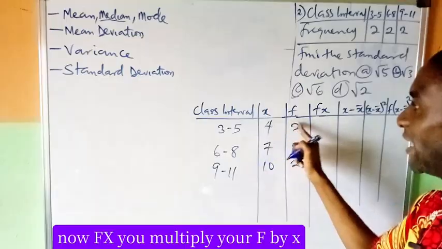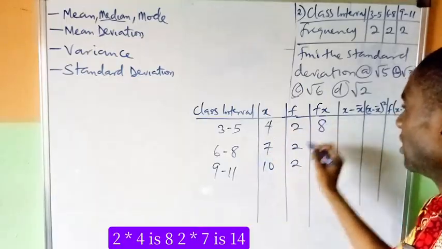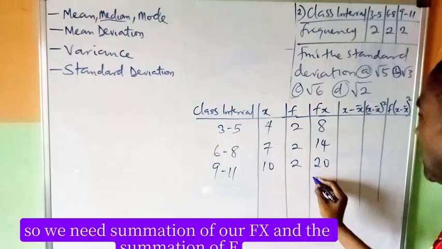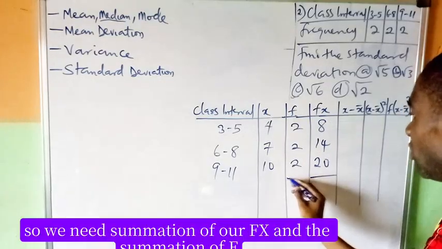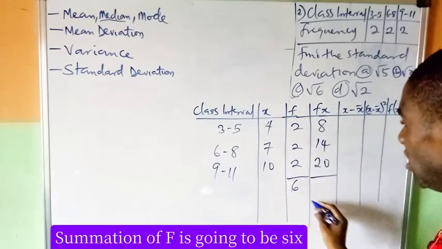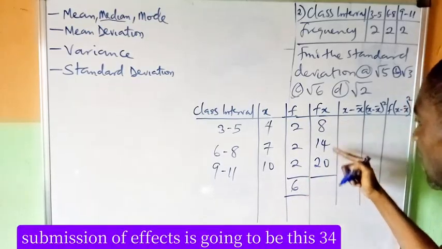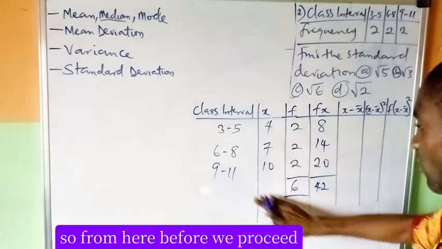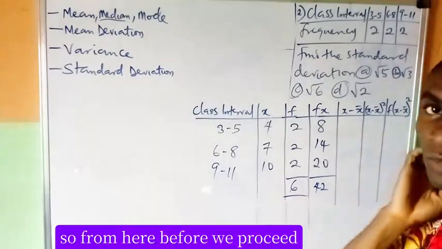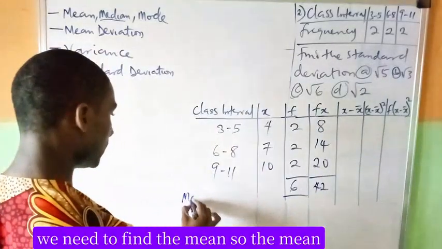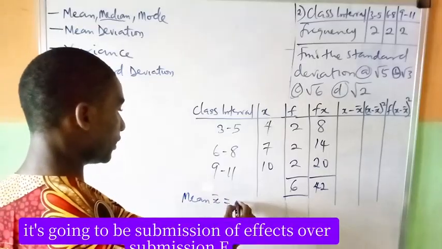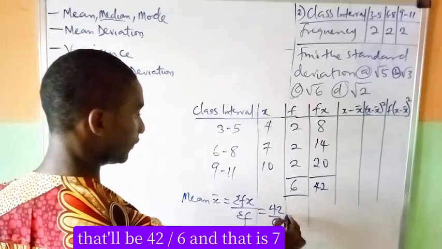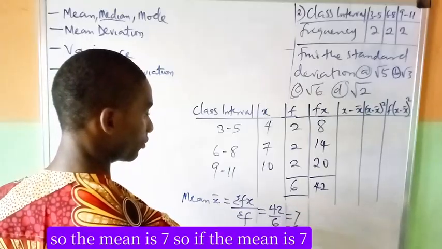Now fx, you multiply your f by x. 2 times 4 is 8, 2 times 7 is 14, 2 times 10 is 20. So we need the summation of fx and the summation of f. Summation of f is going to be 6, summation of fx is going to be 42. Before we proceed, we need to find the mean. The mean is summation of fx over summation of f. That will be 42 divided by 6, and that is 7. So the mean is 7.